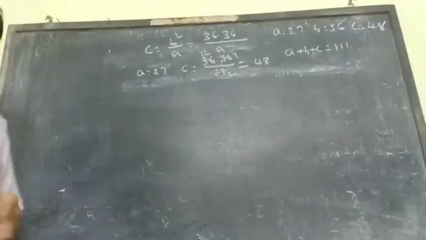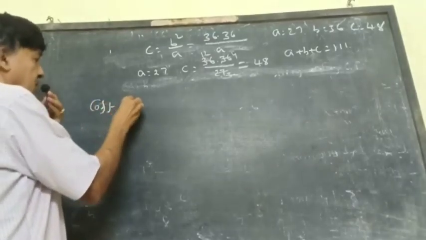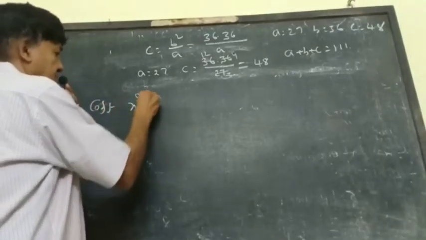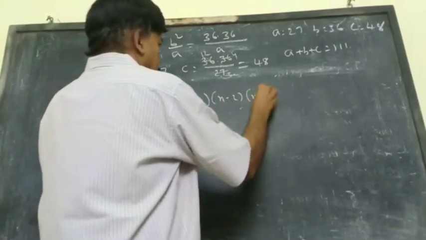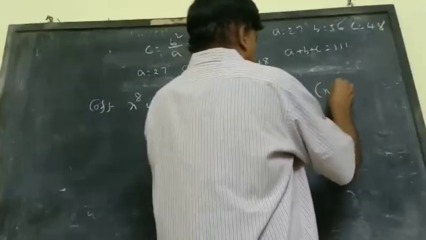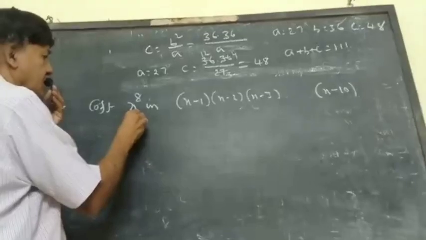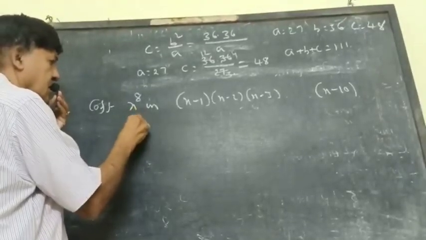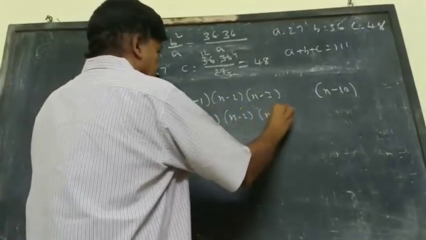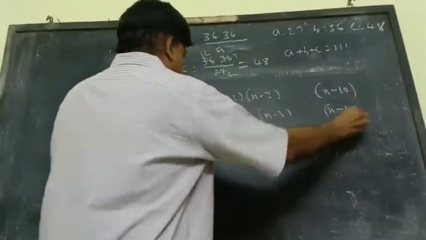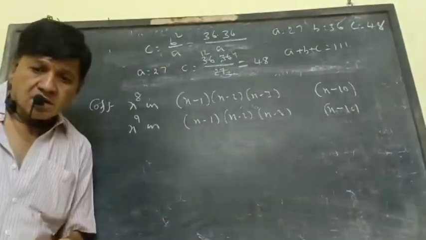Now, the next question is the coefficient of x to the power of 8 in the expansion of (x minus 1)(x minus 2)(x minus 3) up to (x minus 10). We also write the coefficient of x to the power of 9 in the same expansion. We will discuss these questions.